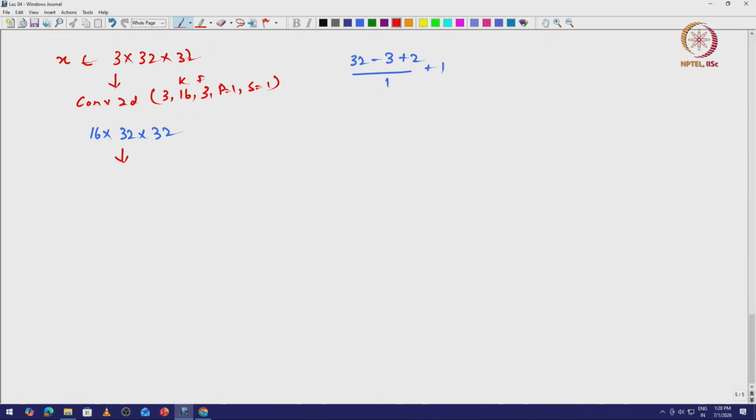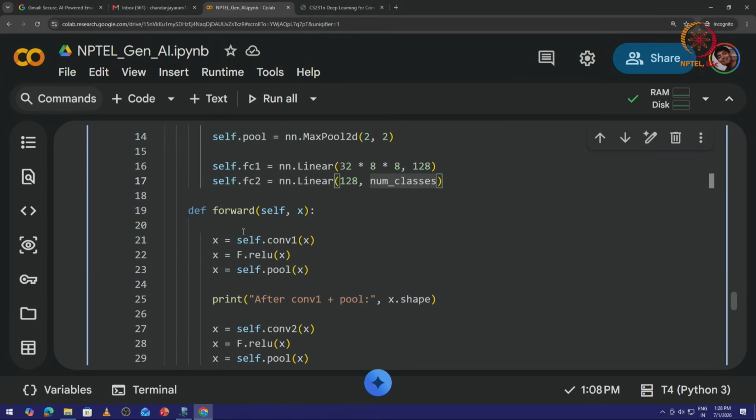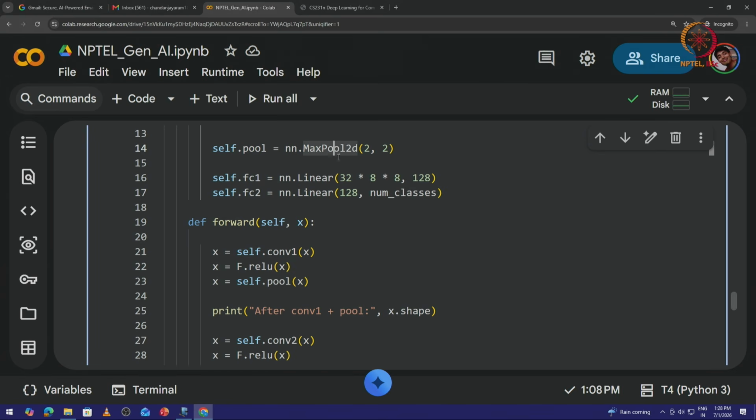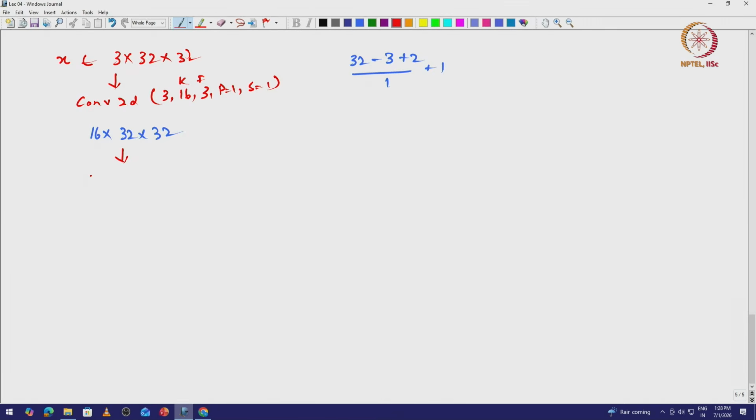Then you apply ReLU. Whenever you are applying ReLU, ReLU is applied individually, so it will not change the dimension, so I keep it as it is. Then you pass it through a max pool. What is the max pool? Kernel size is 2 and stride is 2. Therefore, whenever you pass it through the max pool, the output will be 16 cross 16 cross 16. This is the output.